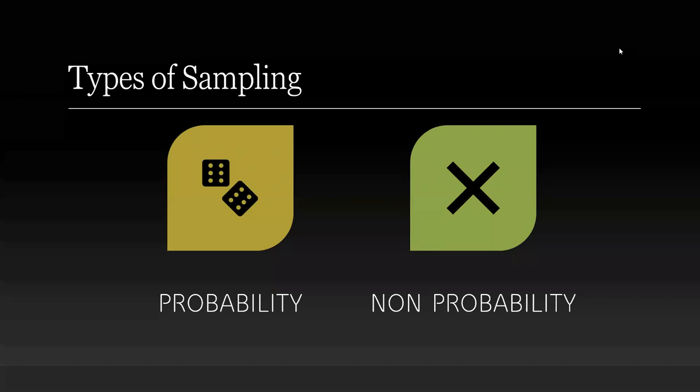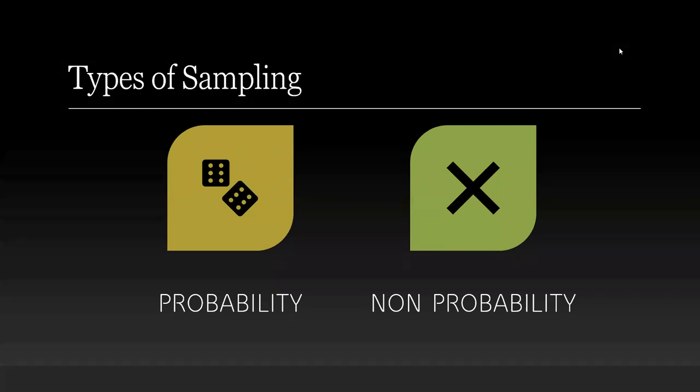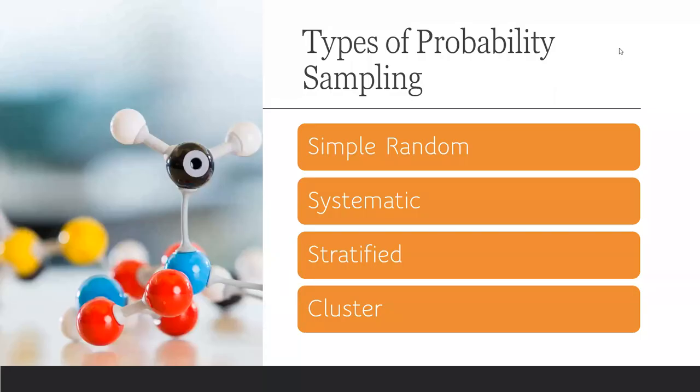Okay. There are two types of sampling. There is probability sampling and non-probability sampling. What's the difference between probability and non-probability? When we talk about probability sampling, it involves random choosing, random picking of our sample. Well, non-probability does not need random choosing. Papakita natin kung ano ang ibig sabihin ng random choosing sa probability at ang hindi kailangan ng random choosing sa non-probability.